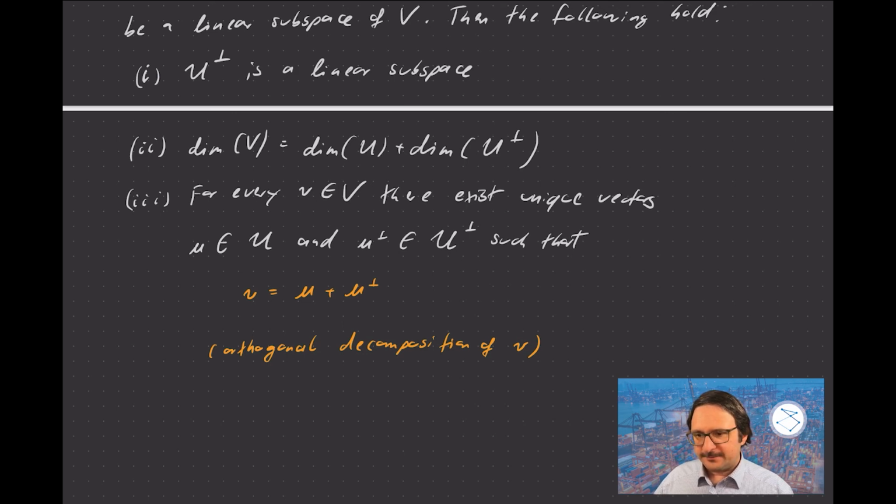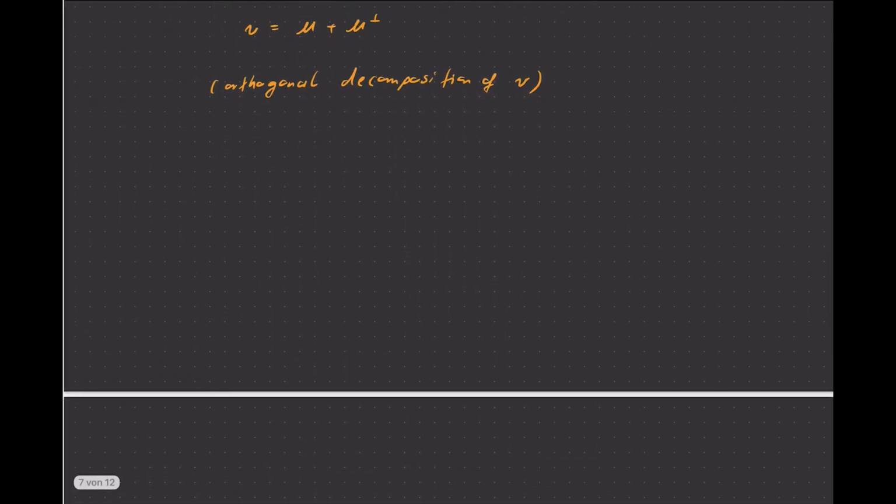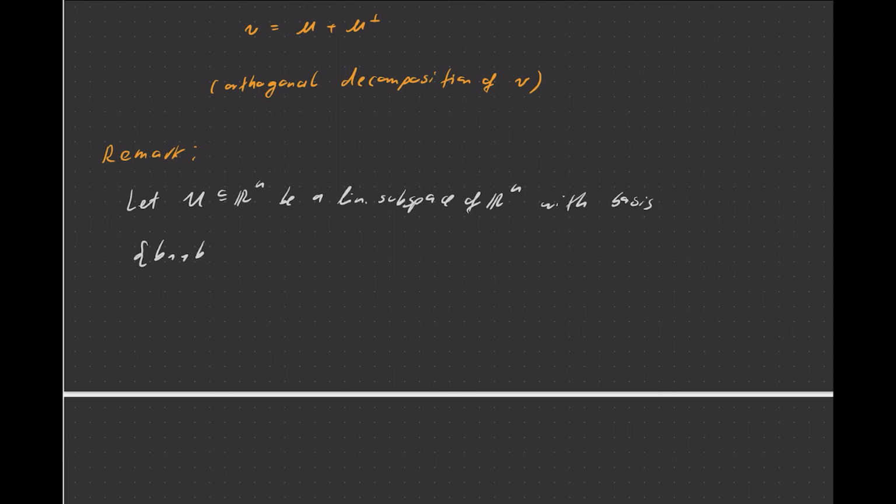As a final remark, let's have a quick look at matrices and the spaces generated by matrices, how these behave with regards to orthogonality. Again, that's something that we will use later on. So let's take a linear subspace. Let U be a linear subspace of R to the N. And let's say we have a basis of that. So basis B1, B2, and so on up to Bk.